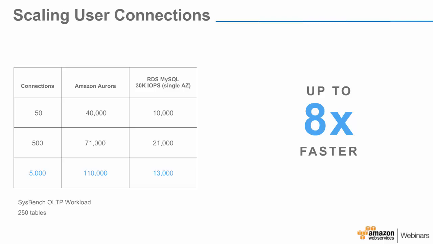And if you look at RDS MySQL with 30,000 provisioned IOPS, which is about the biggest box we can put together, despite all the available capacity, it starts to decline quite early, which has to do with issues in lock sharding and how the threading model works inside MySQL. So in this case, our best numbers are about 8 times faster than MySQL 5.6.